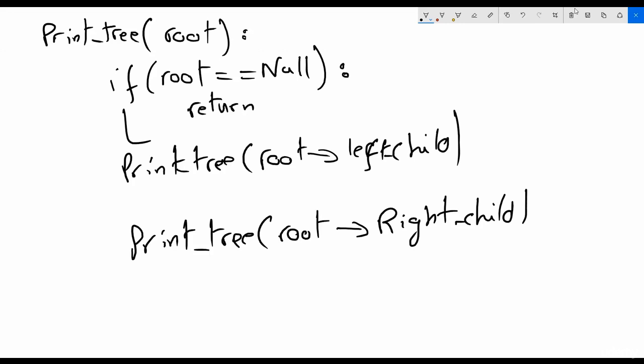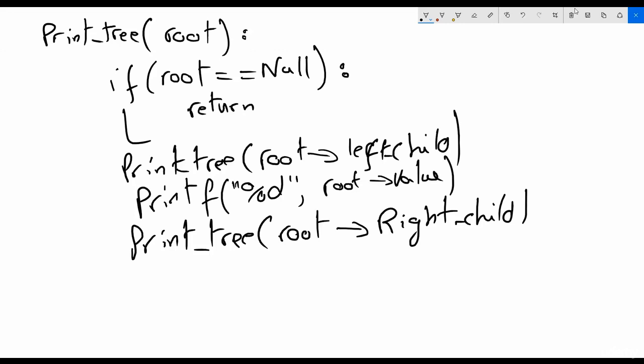Okay, and in between I'm going to just printf the value, so that's the root value. And basically that's the function. So it'll make a bunch of recursive calls, and then it'll print, and then it'll return, and so on and so forth. So the order of printing will be like this.